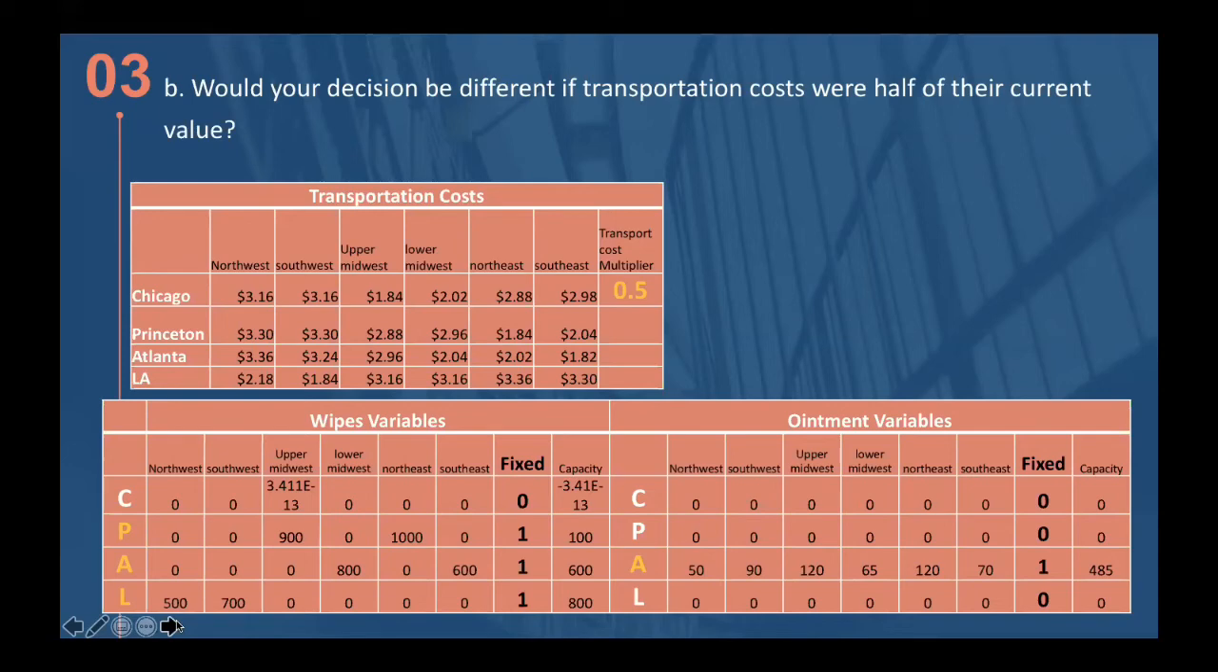In the WIPES variables, as you can see, Princeton, Atlanta, and Los Angeles are going to produce it, as you can see in the fixed column. For ointment, it's the same. We only produce it from Atlanta. And most of the things inside are also the same because the plants are created in the location where it's best applied. So moving on to the next slide.